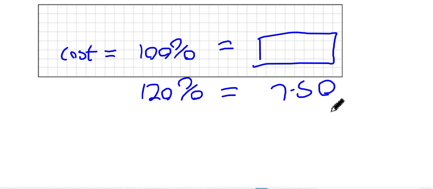Otherwise we won't make a profit, would we? So we're expecting that the answer is smaller than €7.50. Here's what we're going to do. We're going to find out what 1% is. How do you find out what 1% is?